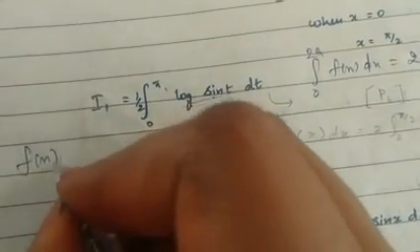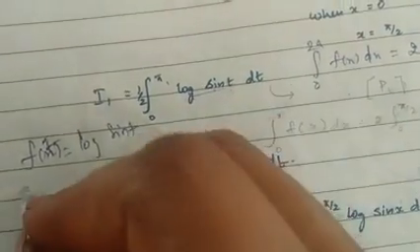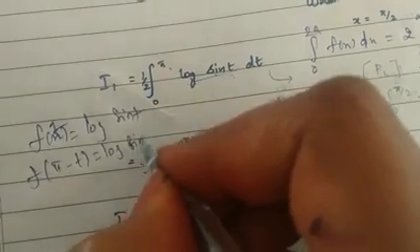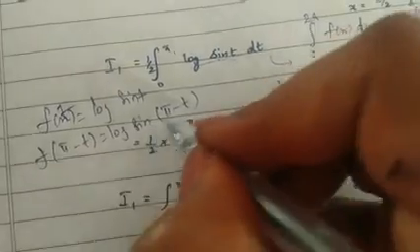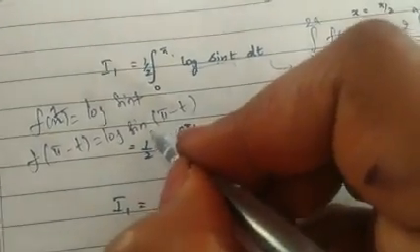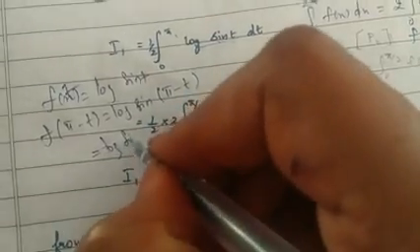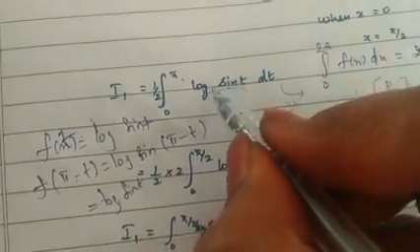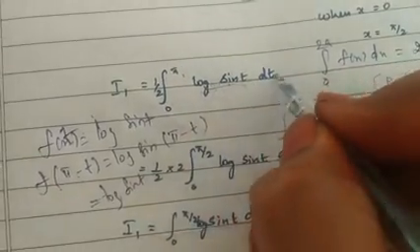Therefore, if you consider this to be f of x, that is f of t, log sin t. Therefore, f of pi minus t is nothing but log of sin of pi minus t. Sin of pi minus t lies in the second quadrant. Therefore, when it is pi, the trigonometric ratio won't change. Therefore, again you will get log sin t. When it is the same, f of pi minus t equal to f of t, you can write this as 2 times integral 0 to pi by 2 log of sin t into dt.